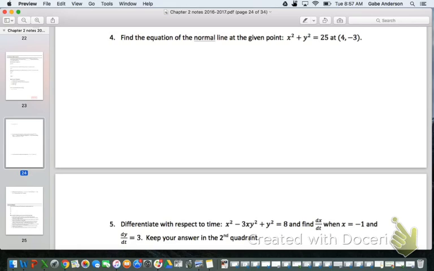So let's talk about normal. What does normal mean in math and science? Perpendicular, okay? So normal means perpendicular to the tangent line. That's what normal means, perpendicular to the tangent line. And so the tangent line, if we use Leibniz's notation, the tangent line would be dy dx. The slope of the tangent line would be dy dx.